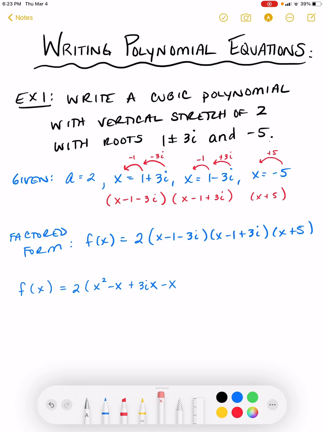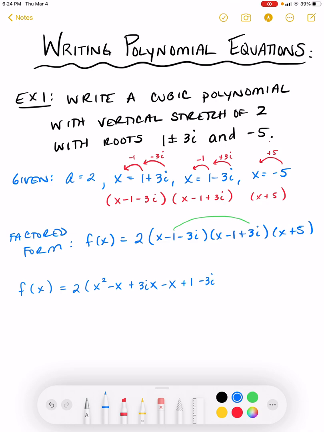And then we're going to take the negative 1, and we're going to distribute the negative 1 to the negative 1, and that's going to cause us to get plus 1. And then we're going to take the negative 1 and distribute it to the 3i. And that's going to cause us to have negative 3i.